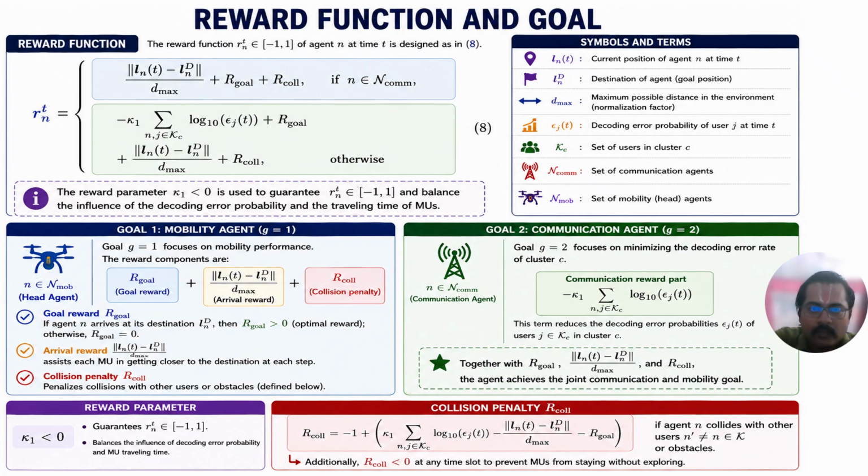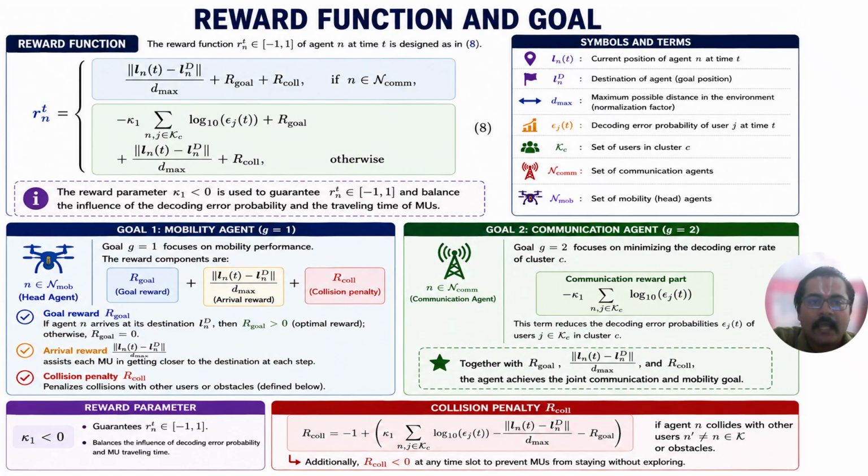Here I have included the case where n belongs to communication. Here we have two goals. Goal 1 is related to communication, goal 2 is related to mobility, because we jointly optimize the control system and communication. Epsilon is the decoding error probability. So reward cannot be less than -1. It's a closed bracket, not open, which means the maximum value is 1 and the minimum value is -1.